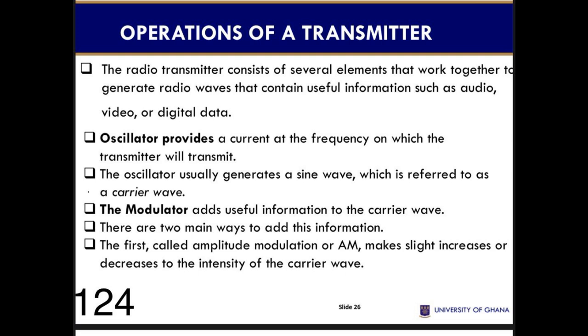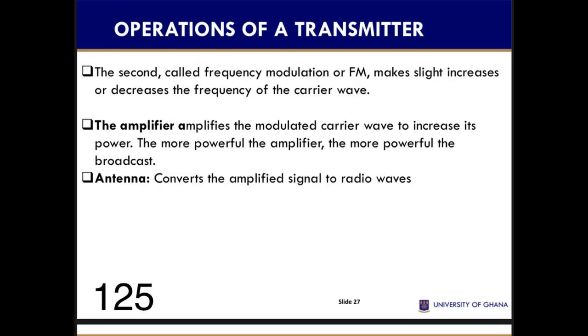There are two main ways to add this information. The first, called amplitude modulation, or AM, makes slight increases or decreases to the intensity of the carrier wave. The second, called frequency modulation, or FM, makes slight increases or decreases to the frequency of the carrier wave. The amplifier amplifies the modulated carrier wave to increase its power.